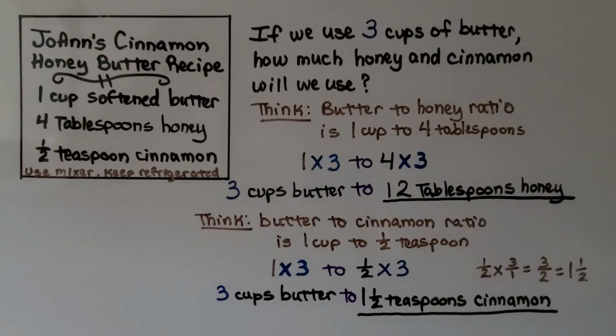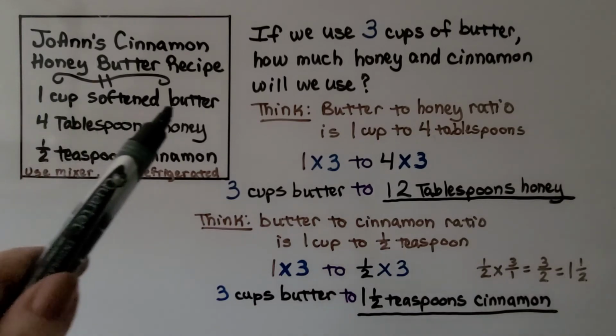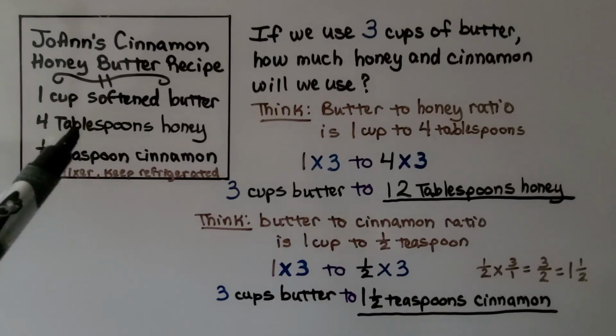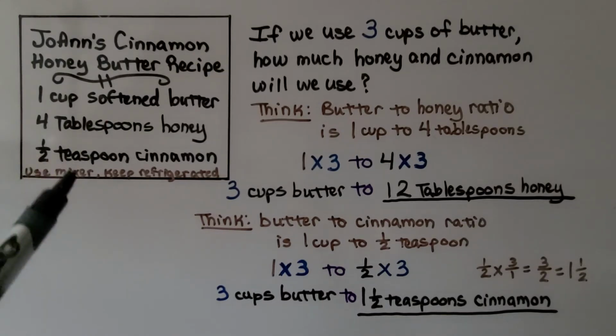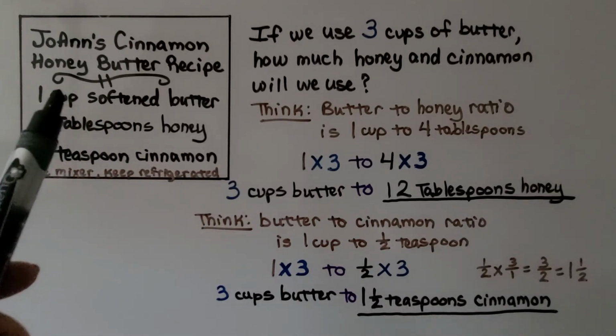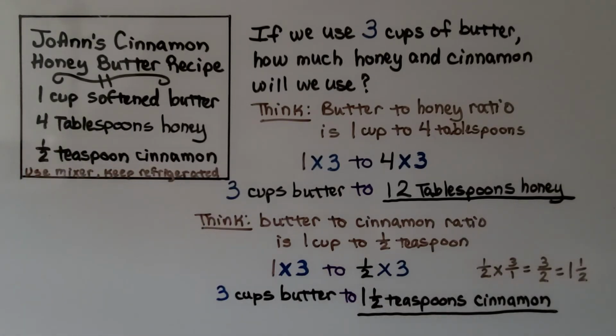This is my cinnamon honey butter recipe. We use 1 cup of softened butter. Be careful, it's not melted, it's just softened so we can mix it. 4 tablespoons of honey and a 1/2 teaspoon of cinnamon. And you can whip it up with a mixer, and you can put it in a bowl or a jar. You can cover it and put it in the refrigerator. If we use 3 cups of butter, how much honey and cinnamon will we use?